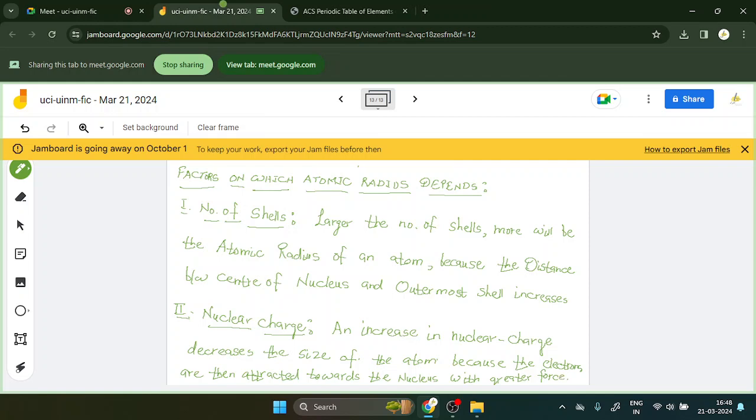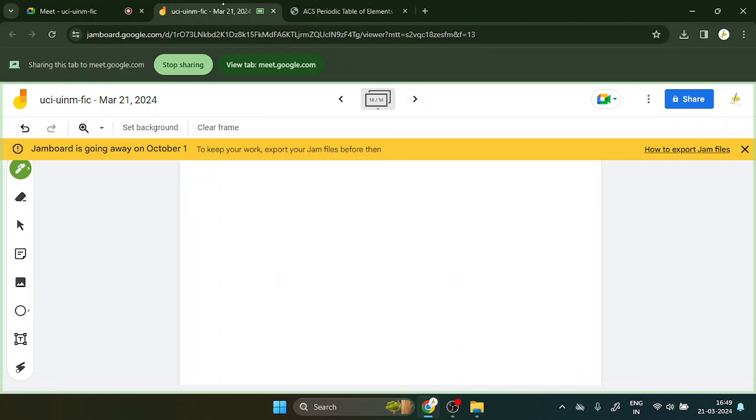Okay, and this will bring the outermost shell closer. The atom will try to shrink, bringing the outermost shell closer to the nucleus. To the nucleus. Clear about this?